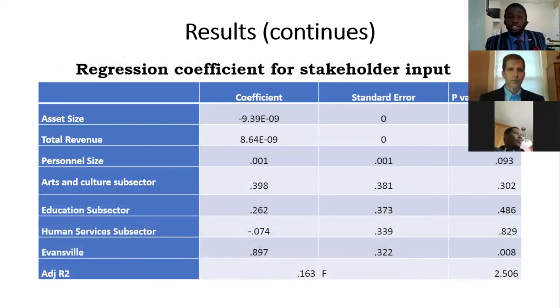And the fourth regression was for stakeholder input. Here the model explained 16.3% of the variation for stakeholder input. The interesting result we got here is that personnel size has a positive effect on stakeholder input. And here we are 93% confident that there is a statistically significant effect of personnel size on stakeholder input. And location, again, has a positive effect on stakeholder input.